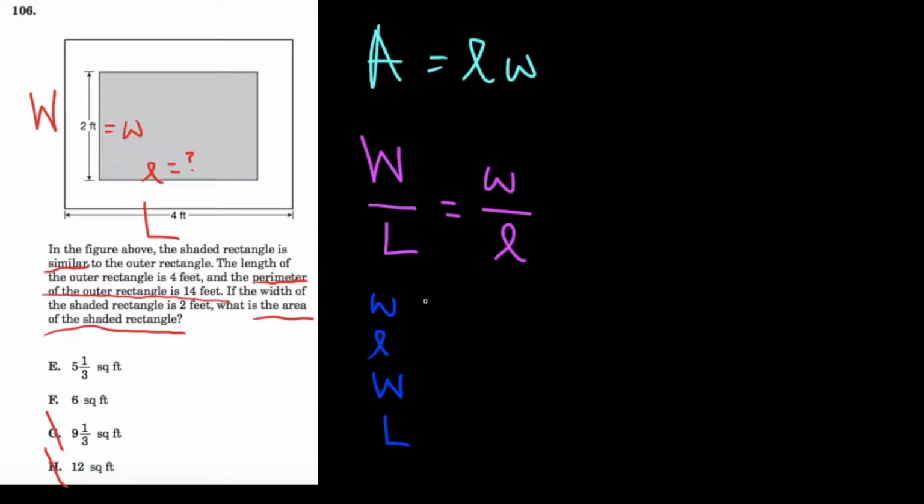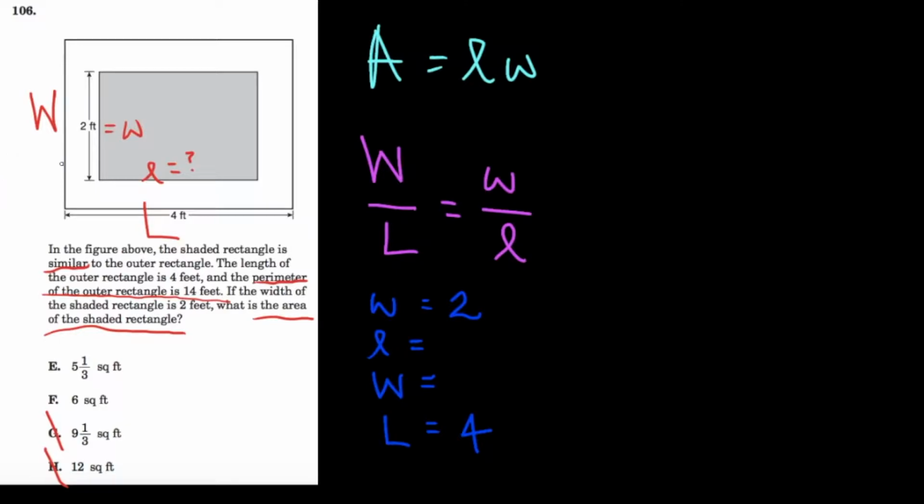We know that little w is 2 feet long. And we also happen to know that big L is 4 feet long, because we wrote big L right on this 4-foot side length. So we want to get little l so that we could find the area of the shaded rectangle. We'll have to find big W first.